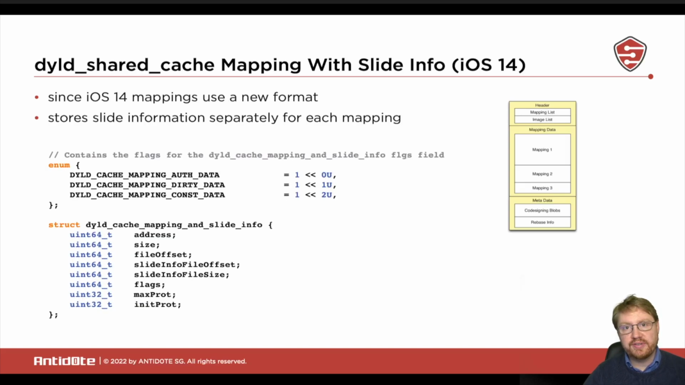And now, as I told you, since iOS 14, they have added some new features to this. And so now they basically have added the so-called slide info by mapping. So previously there was one giant slide info for all mappings, and now we have a slide info that is appended to the actual mapping. And also they have flags to define what kind of data is in the specific mapping, like auth data or dirty data or const data.